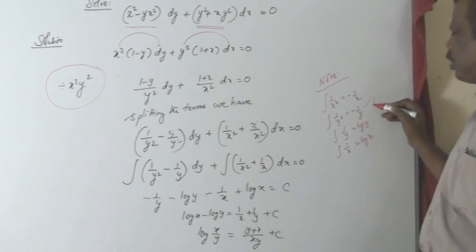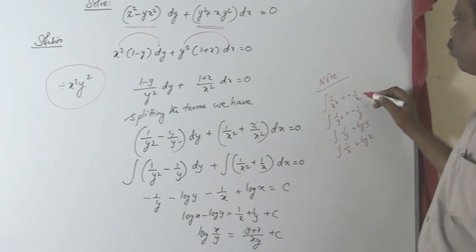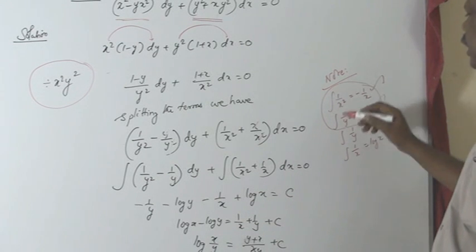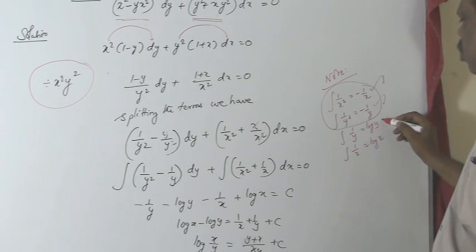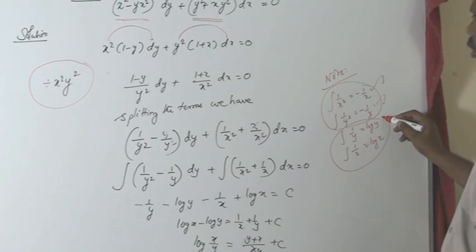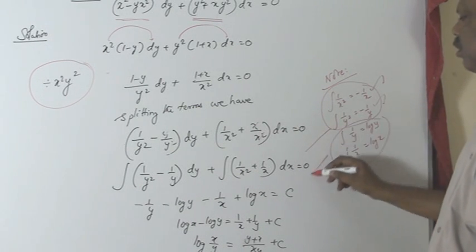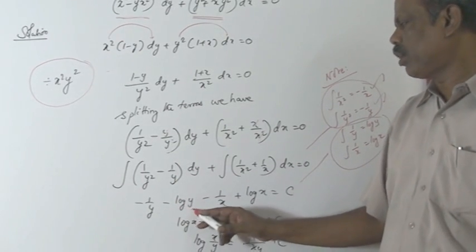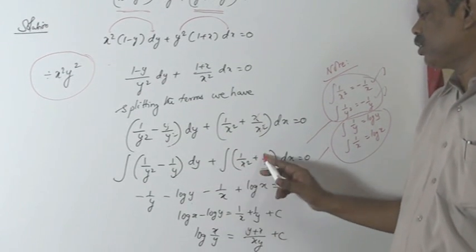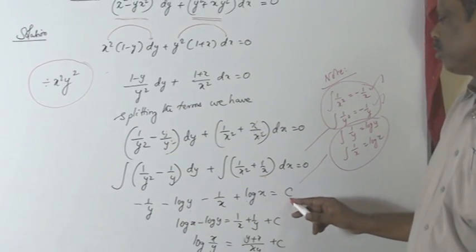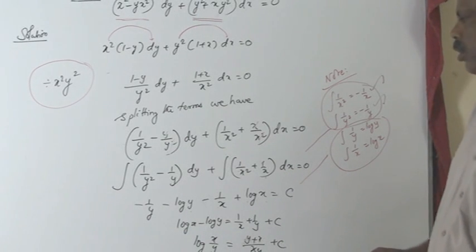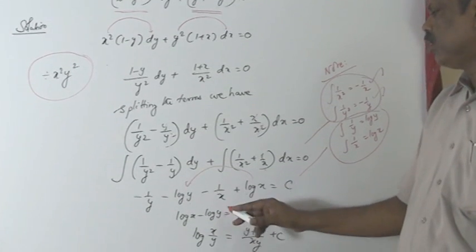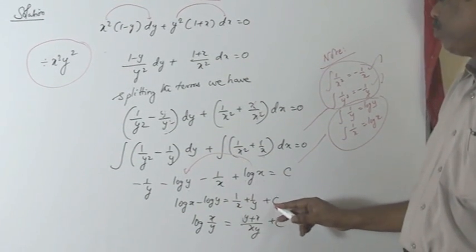We know that the integral of 1 by y square is minus 1 by y and of 1 by x square is minus 1 by x. So only the variable is different, the integration is the same. Here integral of 1 by y is log y and of 1 by x is log x. So applying this integration here, 1 by y square gives minus 1 by y, 1 by y gives log y, 1 by x square gives minus 1 by x, 1 by x gives log x, plus some constant. Now rearranging this equation, we get log x minus log y is equal to 1 by x plus 1 by y plus c.